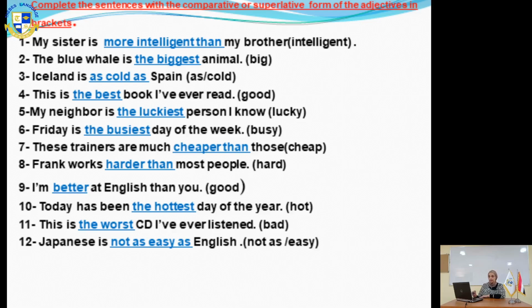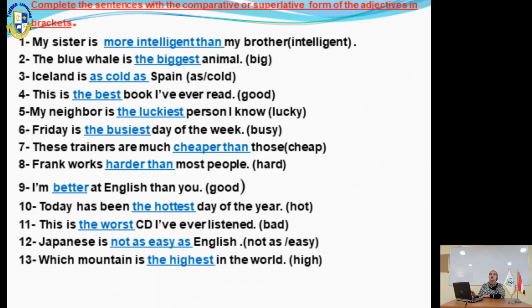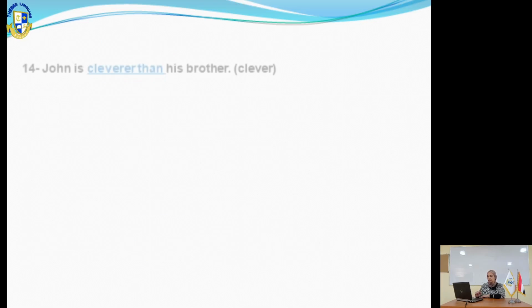Number 13, which mountain is in the world? So it's only one in the world. It means that I have to use the superlative form, the highest in the world. Now let's move to slide 8, and it's the last one.